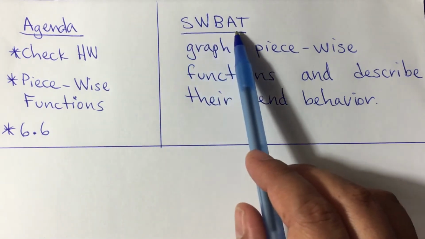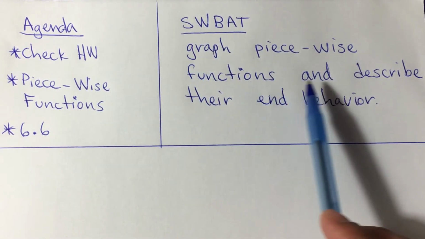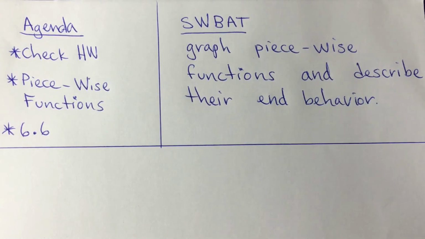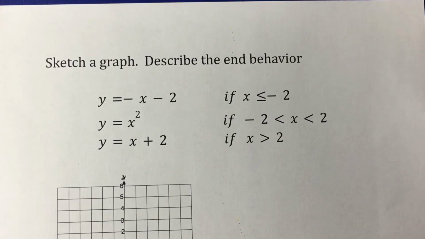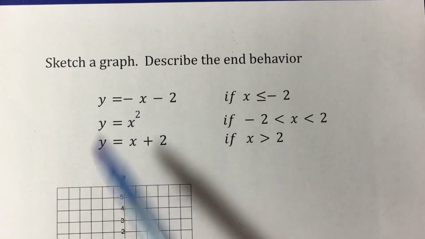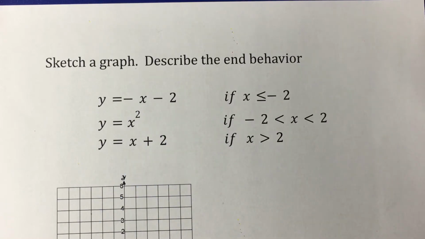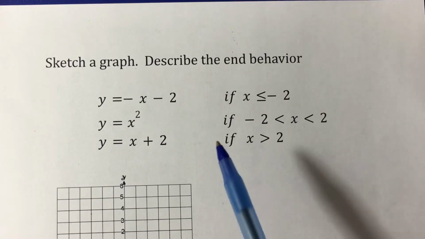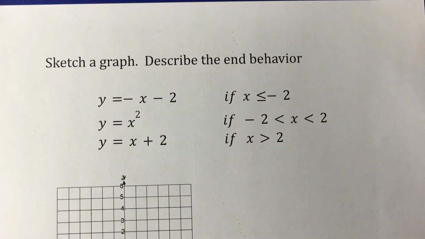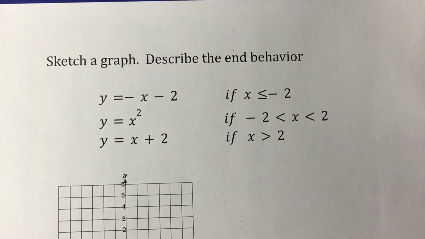Today students will be able to graph piecewise functions and describe their end behavior. And we'll be working with different graphs for our assignment, but I'm giving you an example of some of the graphs that we have done in the past. If you do need to review those, you can go back, or you can use technology as well to graph those if that's okay with your teacher or professor. Ask them if that would be okay.